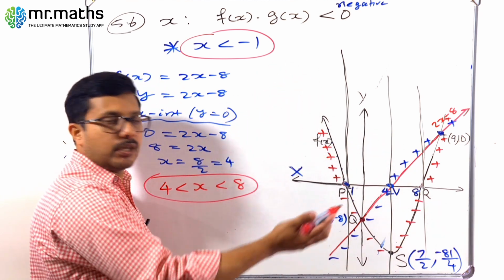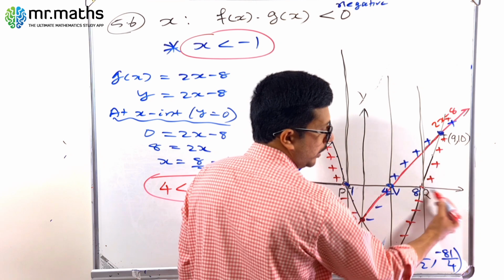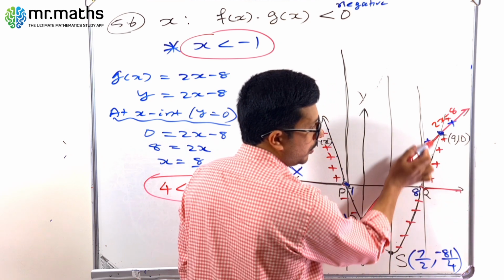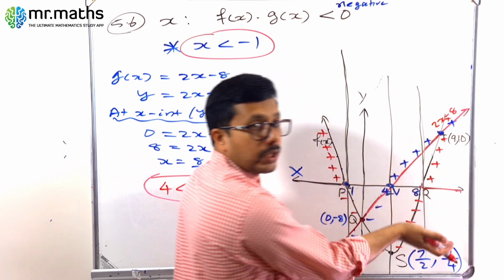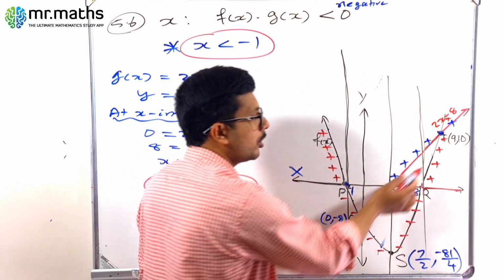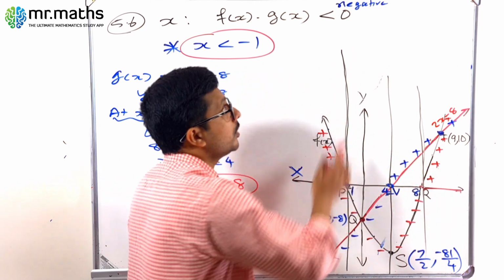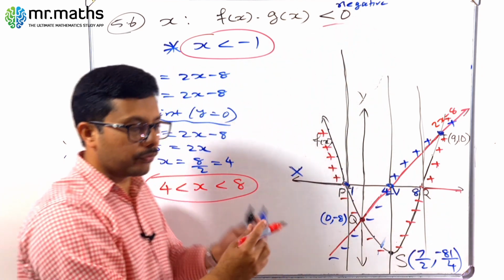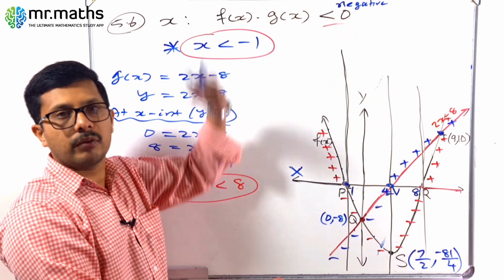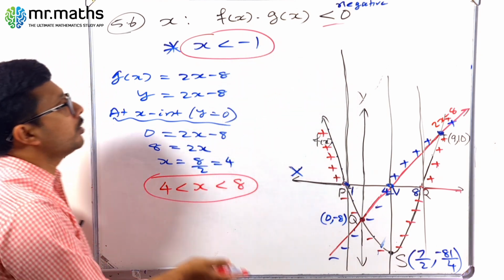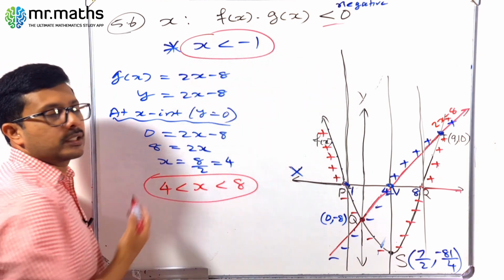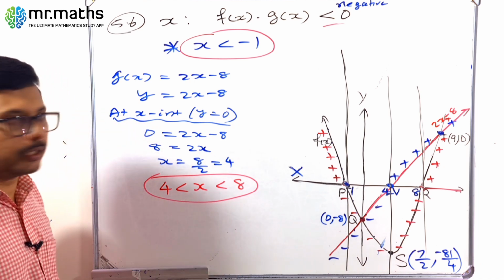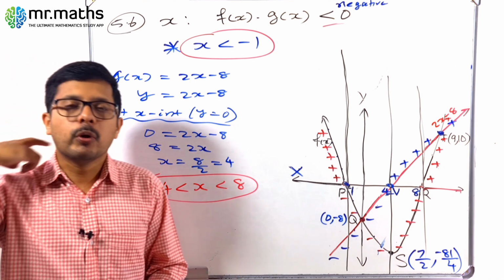But after 8, what is happening? After this point 8, this graph is positive and this graph is also positive. Both graphs are above the x-axis, we can't take that, because positive times positive is positive. We want negative. So we want one graph below the x-axis and one graph above the x-axis. So only two possibilities: either x is less than minus 1 or x must be between 4 and 8. So that is question number 5.6.